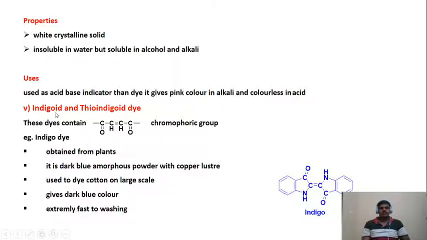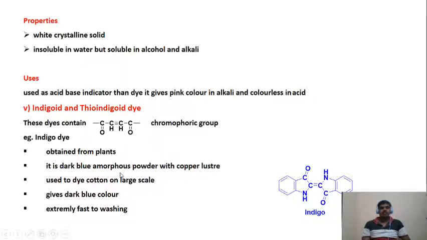Okay, then the next class is indigoid and thioindigoid dyes. Okay, these dyes contain the C=O, C=C, C=O chromophoric group. So this type of structure is present in the structure of the dye. These dyes come under the class indigoid or thioindigoid dye. So an example of this is indigo dye. Now something about these indigoid dyes: these are obtained from plants, okay.